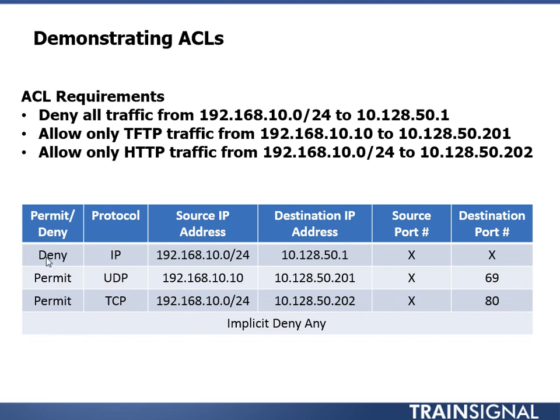So the order that I write these lists in is very important, and the fact that the implicit deny any is at the end is always something that you need to be very aware of. We can actually break networks when we do this. So let's go on now.